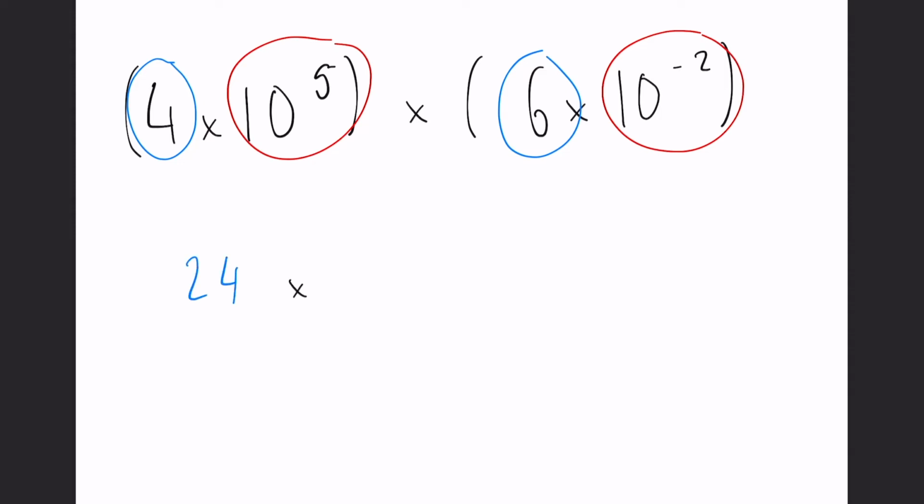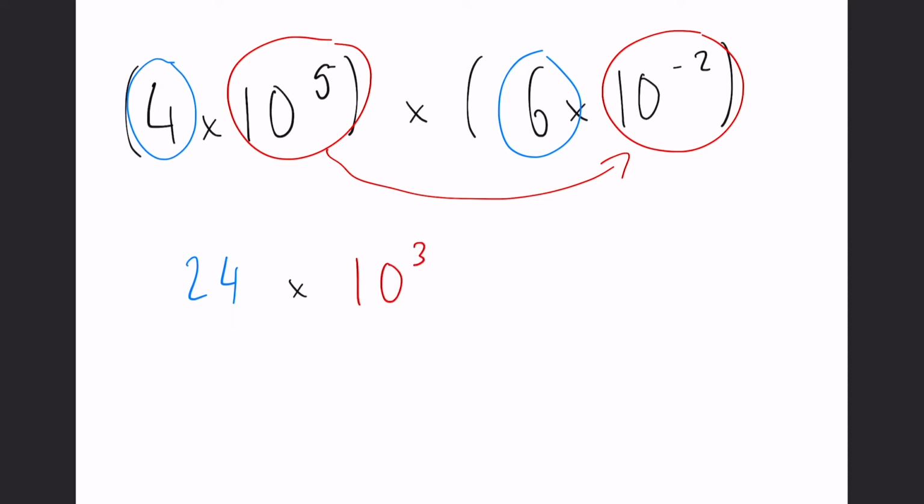And due to our indices laws that we know, when we have the same base, so in this case our base is 10, 10 to the power of 5 times 10 to the minus 2, we can add the powers because we're multiplying them. So 5 plus minus 2 makes 3. So we have 10 to the 3.